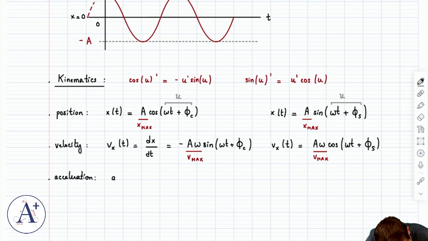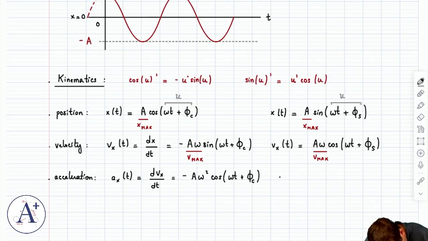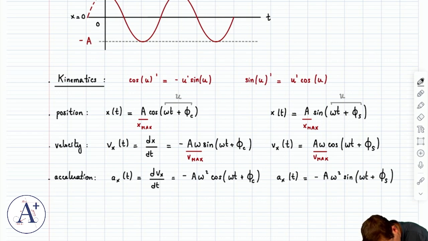A sub x of t is going to be dv_x/dt, and here we go again. We hit this with another round of differentiation. We're going to get minus A omega squared cosine of omega t plus phi sub c. Here we're going to get a sub x of t is going to be minus A omega squared sine of omega t plus phi sub s.